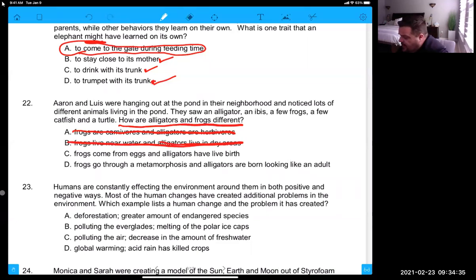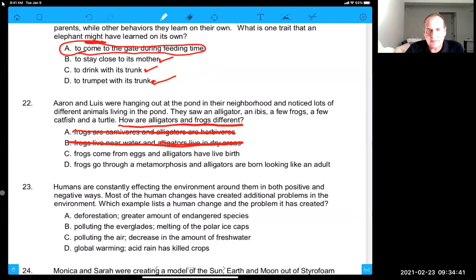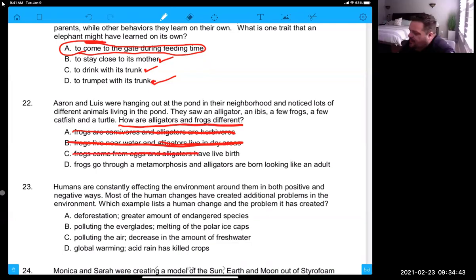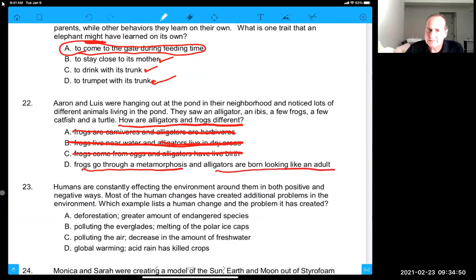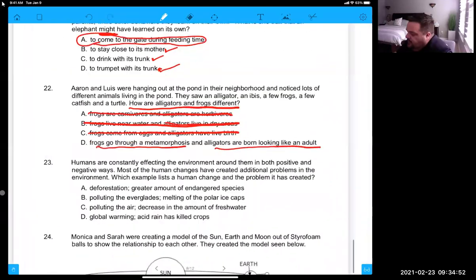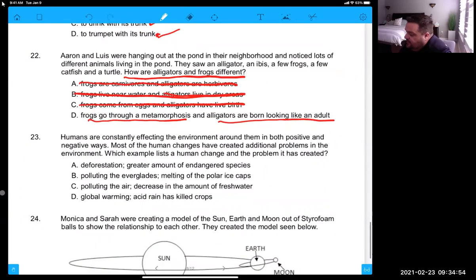Frogs come from eggs and alligators have a live birth. Do alligators really have a live birth? No eggs. Alligators have eggs too, right? Yep, eggs. Frogs go through a metamorphosis and alligators are born looking like an adult. There it is. That would be your answer. All right, number 23. Pause the video and get your answer.